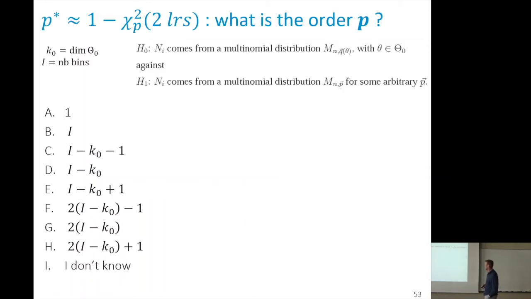Now the only work that we need to do when applying this method is finding the dimension. In this case, what is p? So in the generic case, when I have I bins, k0 is the dimension of the parameter under H0, which is the dimension of the parameter theta. What is your solution?